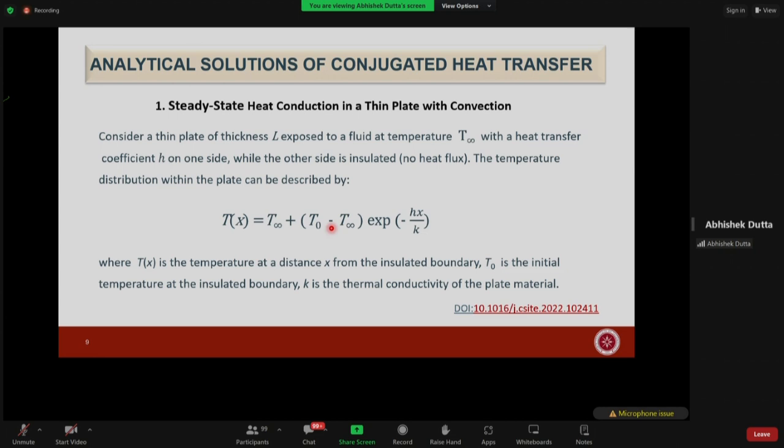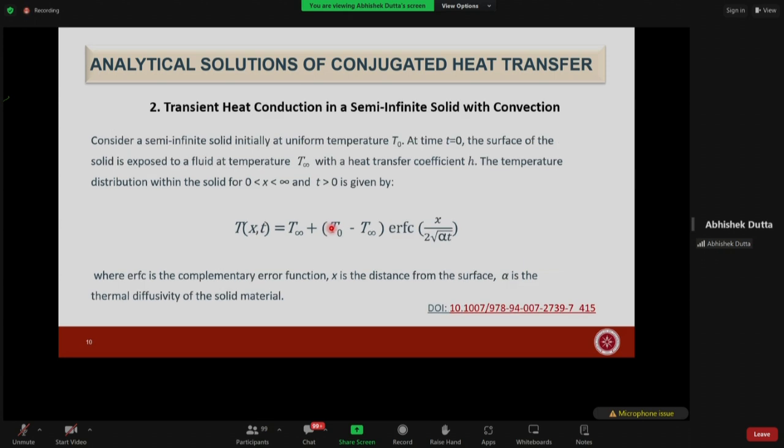For certain design considerations, we use such conditions where we are encountering similar conditions of convection and conduction. We can use this as a good example of an analytical solution. Coming to another example, this example is about a semi-infinite solid.